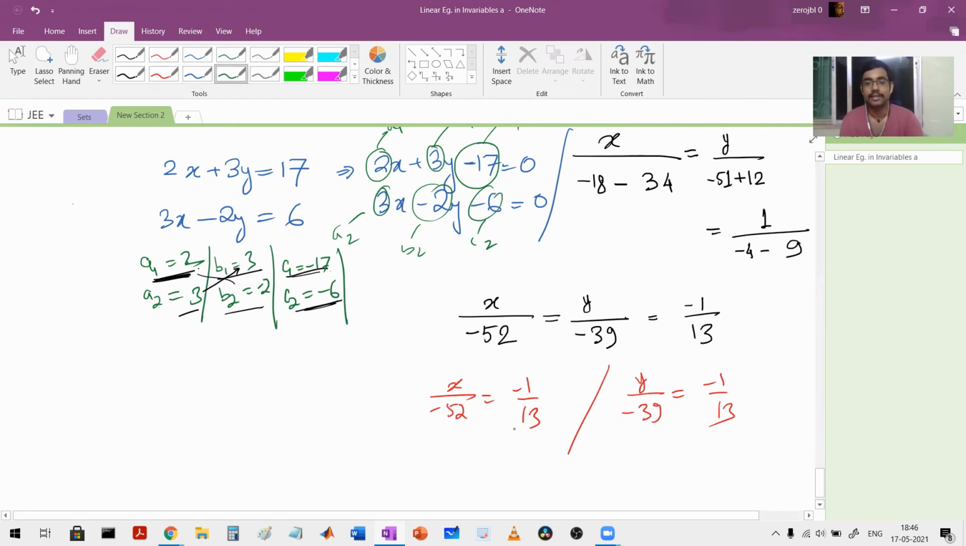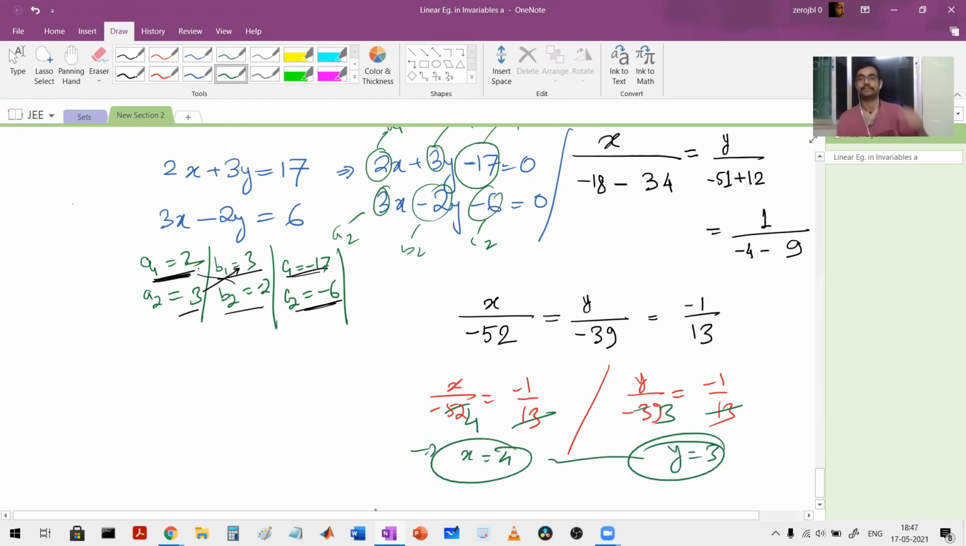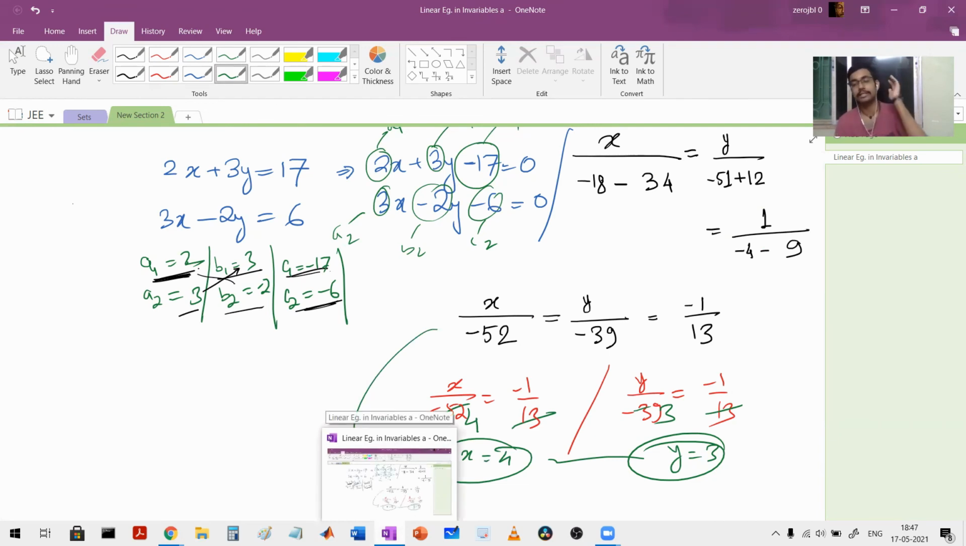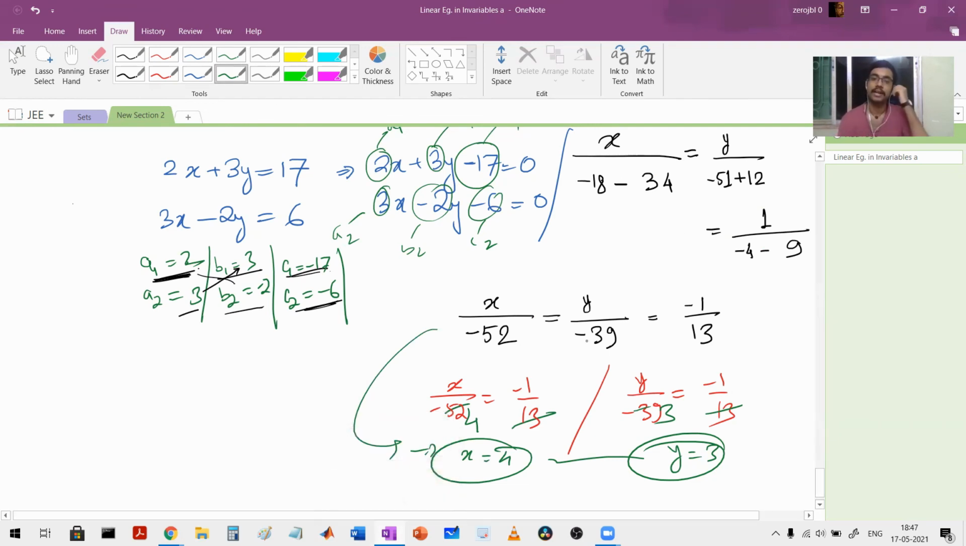So you have 13 4s are 52, 13 3s are 39. You solve it, you get x is equal to 4, y is equal to 3, just in one line. The more you practice, in one line you will be able to find the value of x and y. Fair enough? Everybody? Please respond. Do you have any kind of doubt in this method?